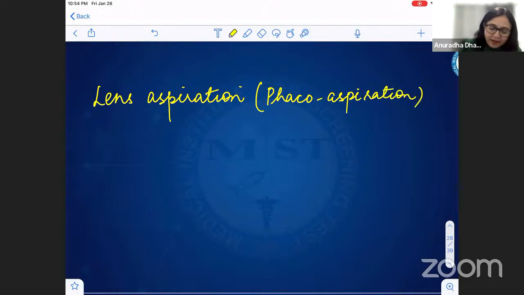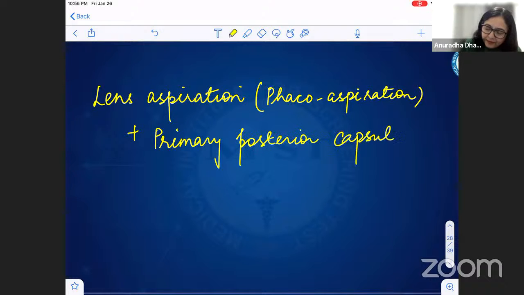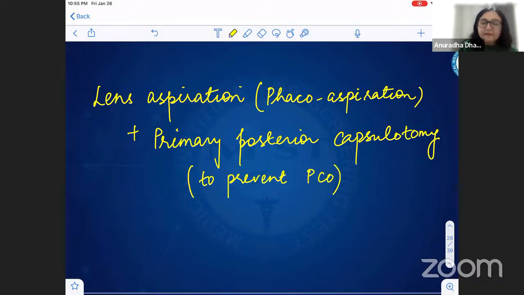And then you make a primary posterior capsulotomy. You make an opening in the posterior capsule in the primary surgery itself. This is to prevent PCO, because even if the PCO develops, the central area already has a capsulotomy.